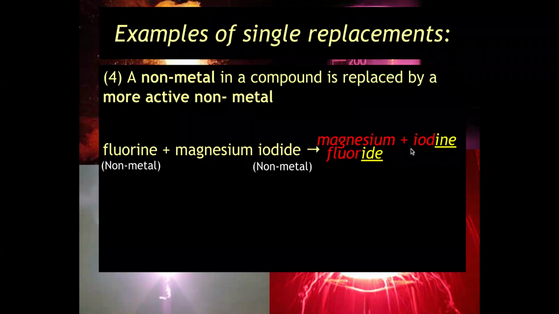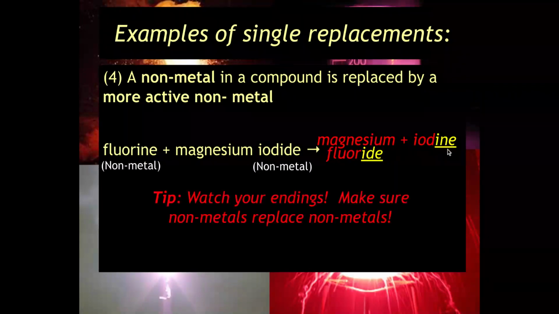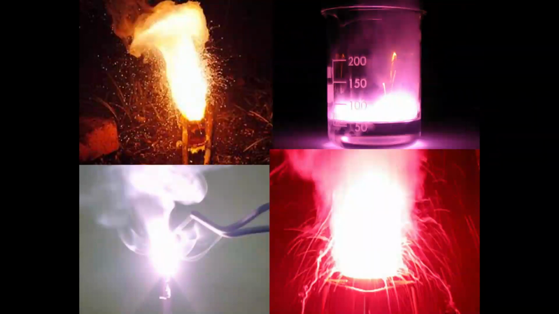And when you do this, whatever the compound is, that's where you have 2 words. In the compound, you got to make sure the ending is "ide." So once we make the switch, instead of saying magnesium fluorine, we say magnesium fluoride. And whatever is the element, where it's just one word all by itself, the ending needs to be the ending that it is on the periodic table. So this would be iodine. So we have magnesium fluoride plus iodine. So watch your endings. Make sure that nonmetals replace nonmetals. And that is the end of this video.